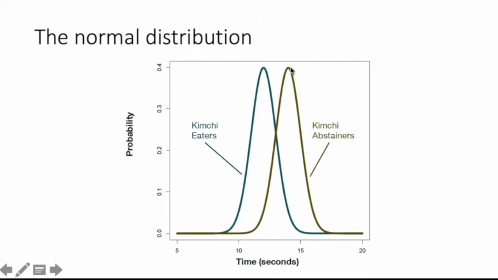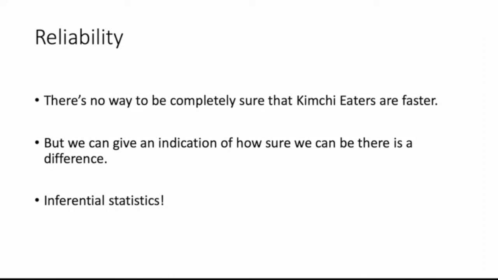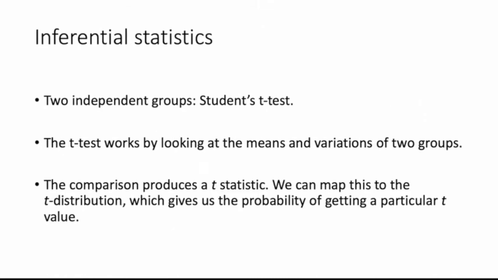So there is no way of being completely sure that kimchi eaters are faster. What we can do, thanks to inferential statistics, is have an indication of how sure we are that there is a difference. One way of doing it in this case is using what is called a Student's t-test, which is an inferential statistic used to determine if there is a significant difference between the means of two groups. We use it here because we have two independent groups. If you're a kimchi eater, you cannot be a kimchi abstainer, and vice versa.